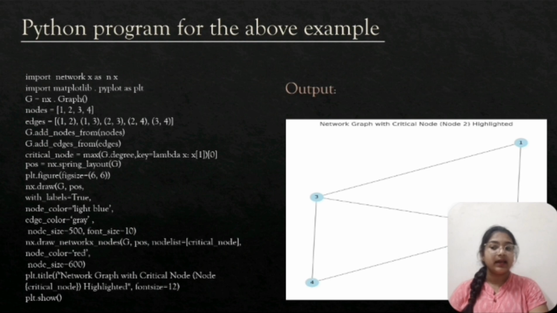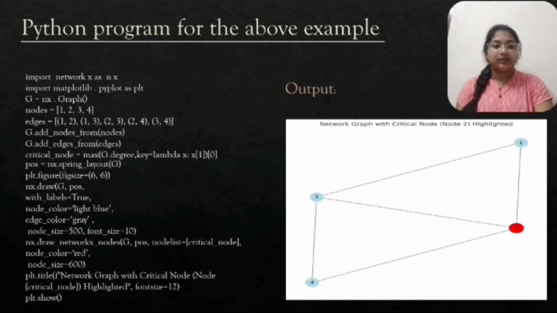To set the size, we give plt.figure with figsize equal to (6, 6). Next, we have to draw the graph, or plot the graph, so I'm giving the command. At last, I'm giving the title as network graph with critical node, that is the critical node. We have to set the font size to 12. That is, we will get a highlighted number of the critical node. Next, plt.show will give the output. As you can see in the picture, there is a highlighted node, that is the critical node.